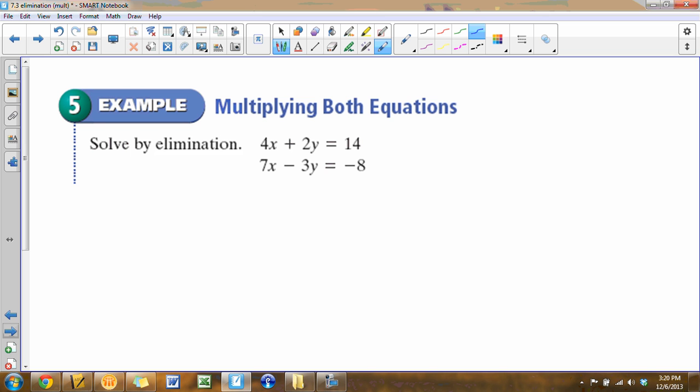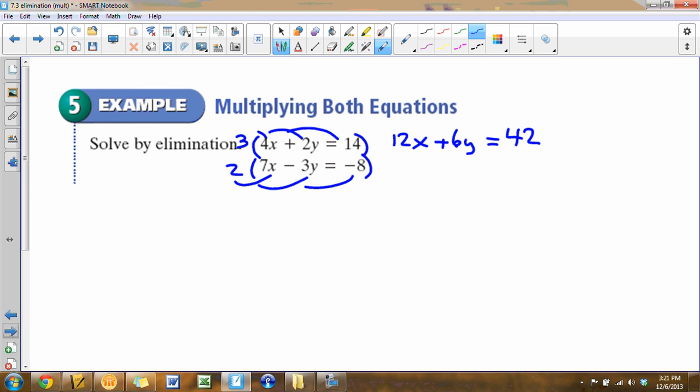Now, it doesn't matter if you do x or y, but I notice right here that at least my y's are opposite. So I'm going to go with y so that then I don't have to deal with multiplying by negative. So I'm going to multiply this equation by a 3, and I'm going to multiply this equation by a 2. Okay, so again, make sure that you're going to every single term. 12x plus 6y. Multiplying the 14 as well. 14 times 3 is 42. And then down here, I'm going to do the 2. So 14x minus 6y. And then multiplying by the 8 is negative 16.